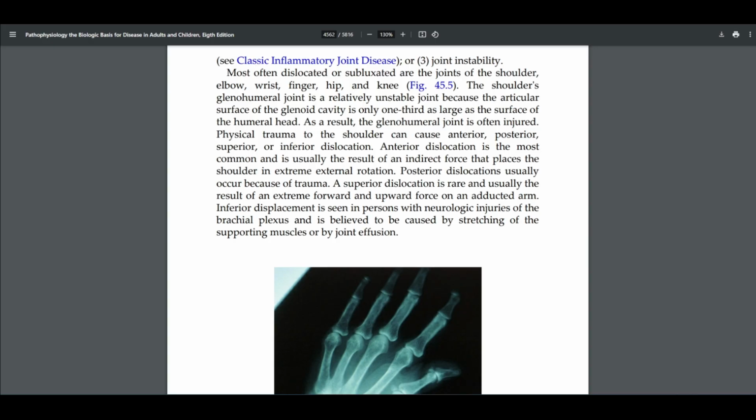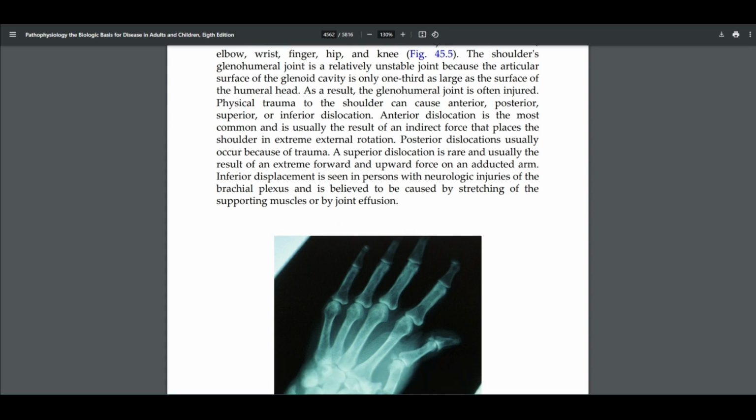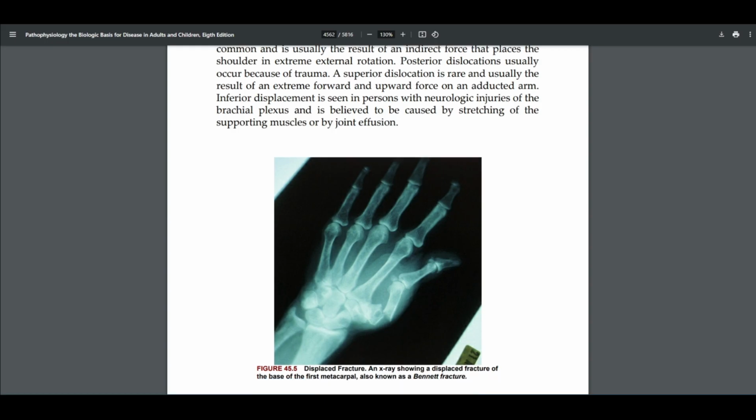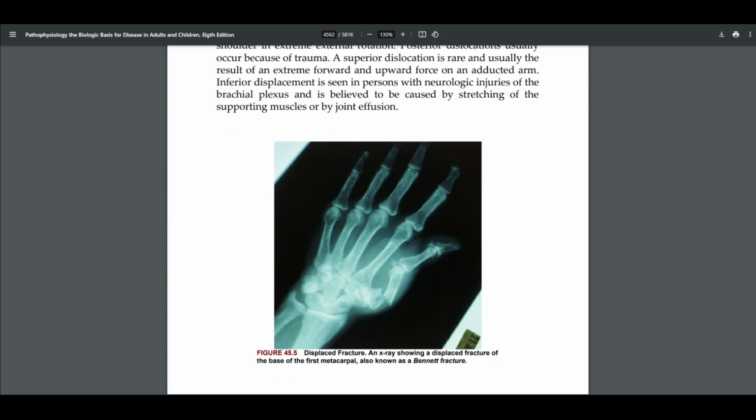Posterior dislocations usually occur because of trauma. A superior dislocation is rare and usually the result of an extreme forward and upward force on an adducted arm. Inferior displacement is seen in persons with neurologic injuries of the brachial plexus and is believed to be caused by stretching of the supporting muscles or by joint effusion. So here we see a displaced fracture of a thumb.